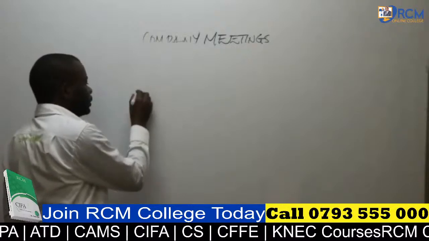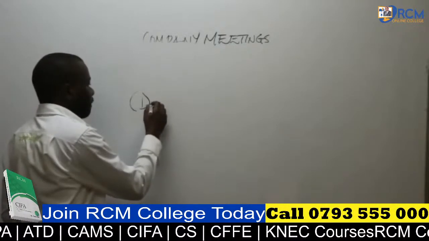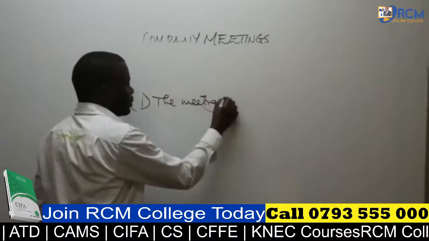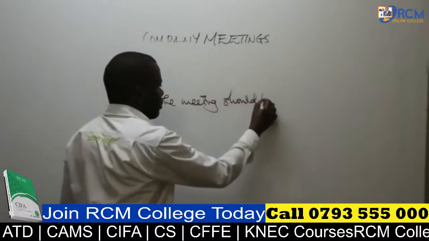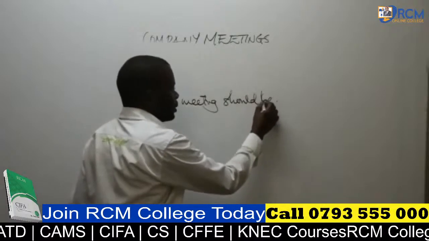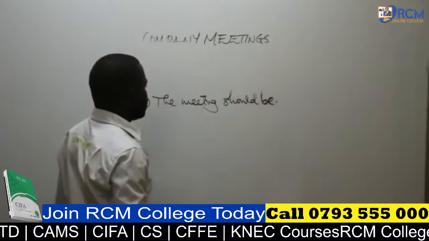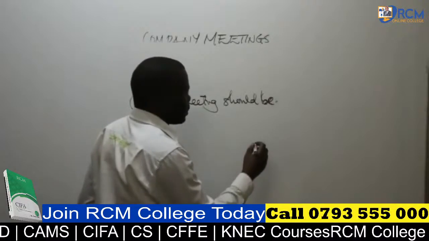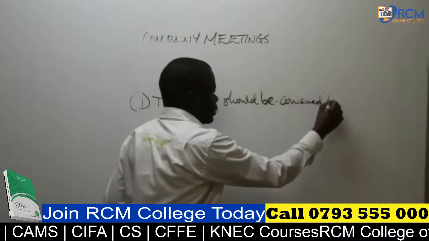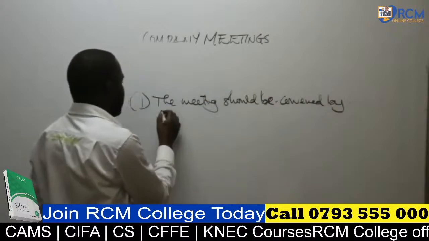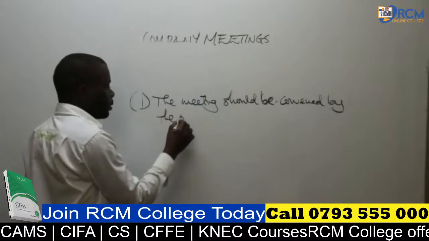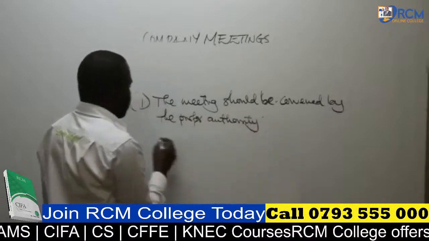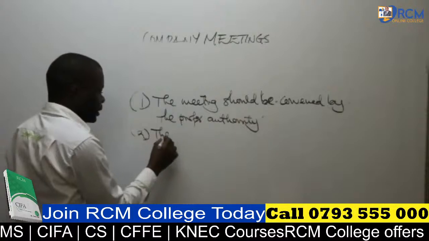So number 1, you can say, the meeting should be convened by the proper authority. Then number 2, the notice convening the meeting.